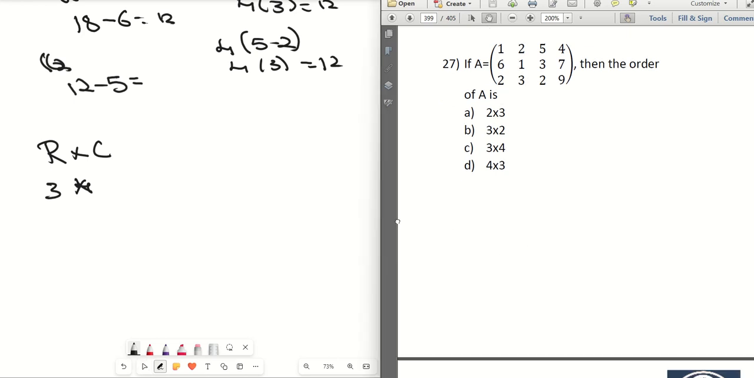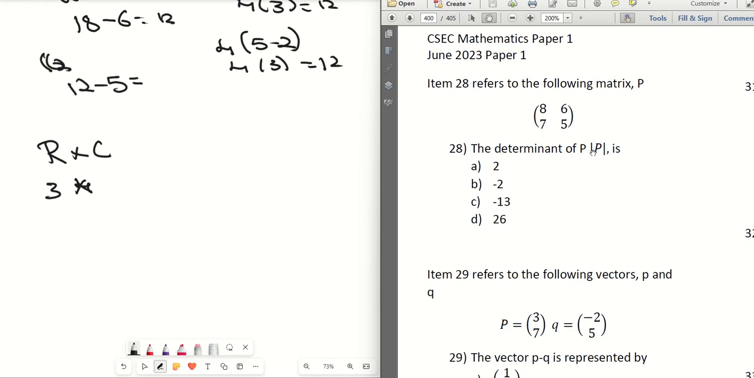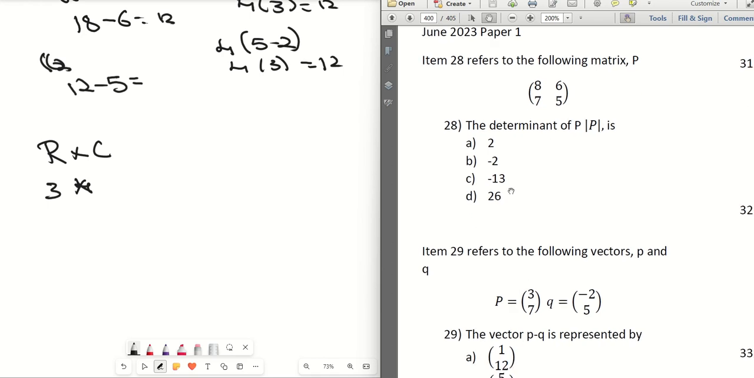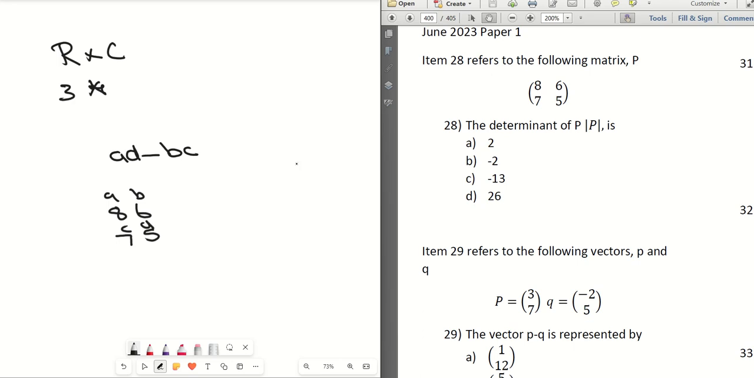All right. Item 28 refers to the following matrix. They ask you what is the determinant of P, right? If we know anything about determinant, that's AD minus BC. So that's 8, 6, 7, 5. This is A, this is B, this is C, this is D. So it's 8 5s are 40 minus 6 7s are 42. So it'll be minus 2. So number 28 is B.